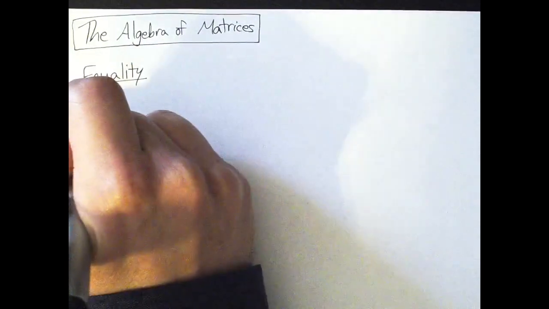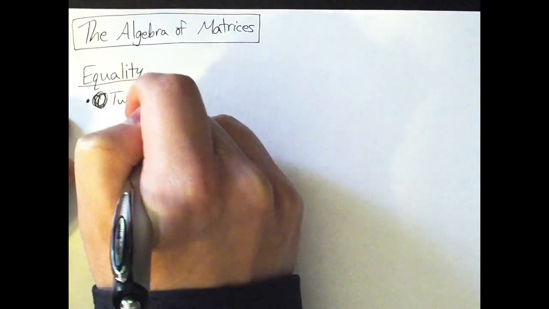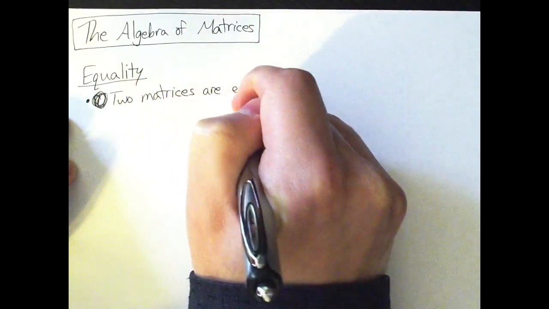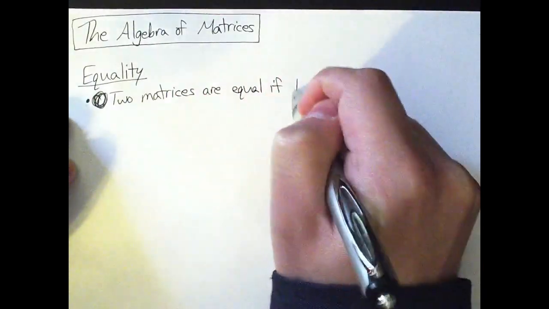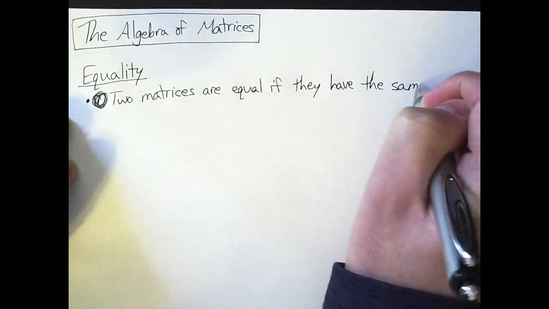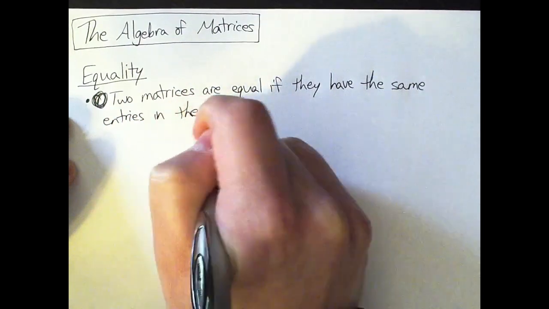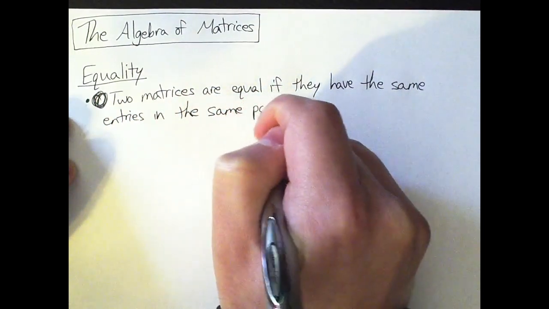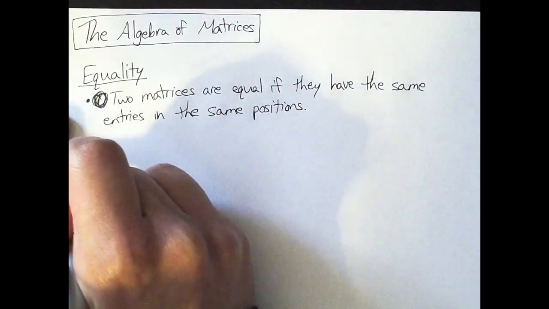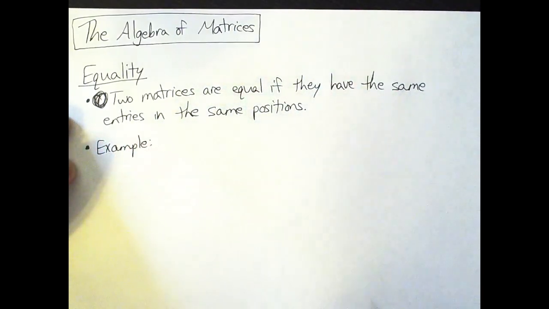And it's pretty much a simple definition. We're going to say two matrices are equal if they have the same entries in the same positions. So, for example, just an example of two matrices that are equal to each other.